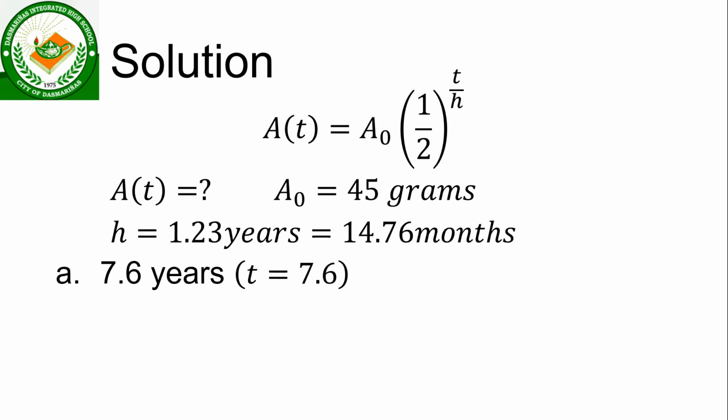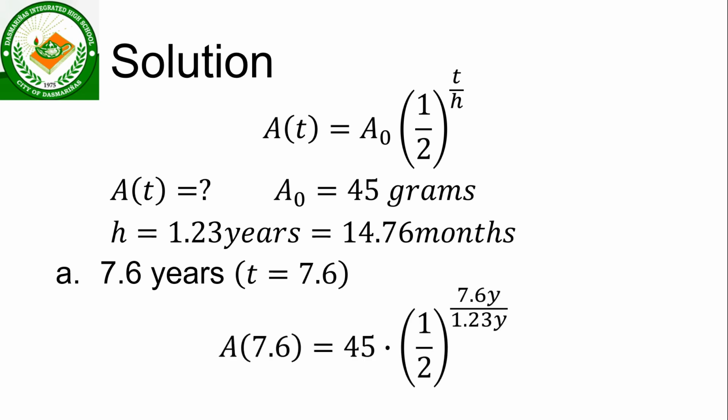For our second example, same given, the only difference between the first and the second is this t. Now, since we have here the unit as years, we are going to use 1.23 as the value of h. So we have here A of 7.6 is equal to 45 multiplied by 1/2 raised to 7.6, that is our t divided by h, which is our half-life, 1.23. Take note that they must have the same unit.